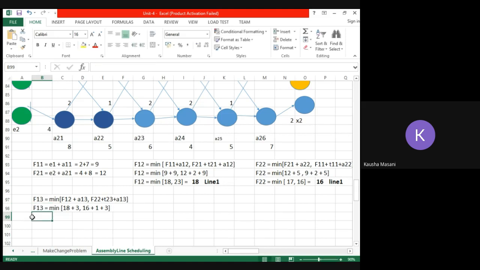Okay. So F13, minimum of, it will be 21 comma 20. So 20 is the minimum value and we got that value over line 2. Okay, highlight that.